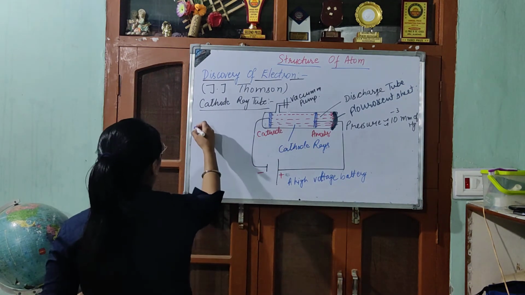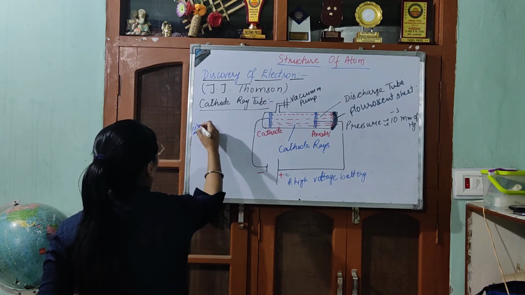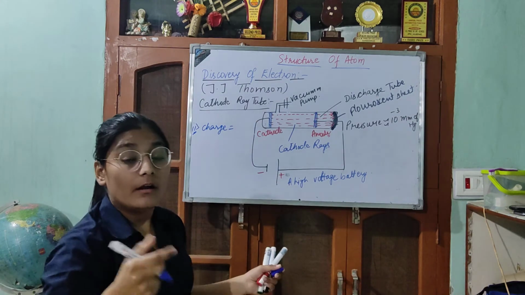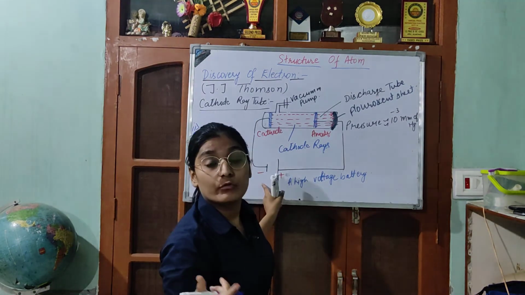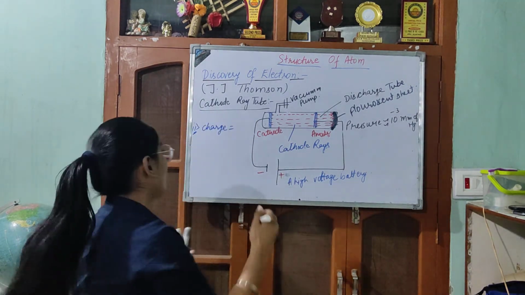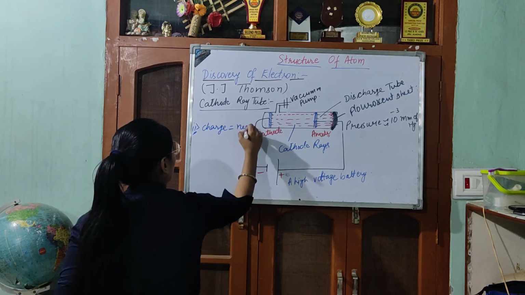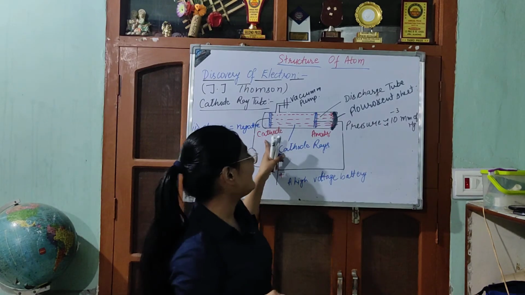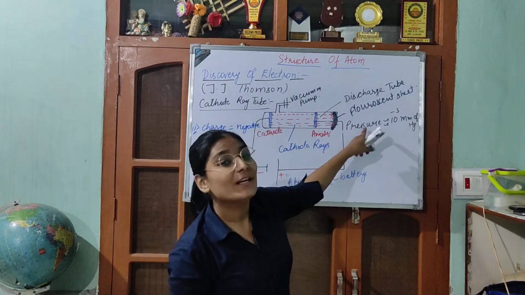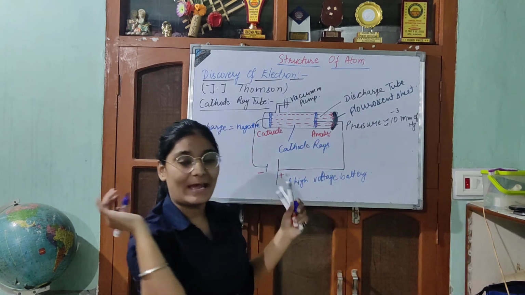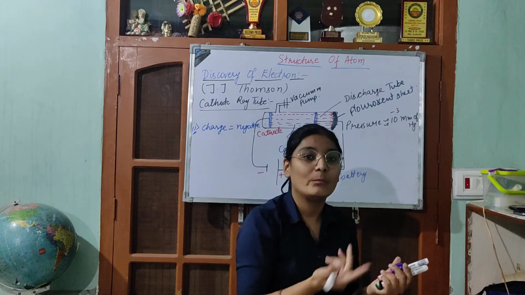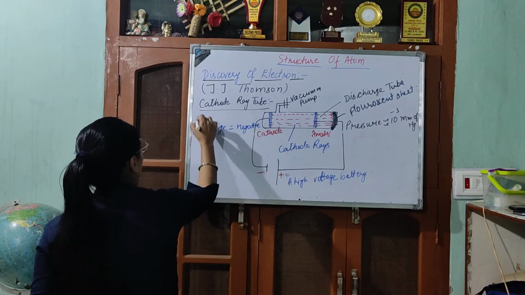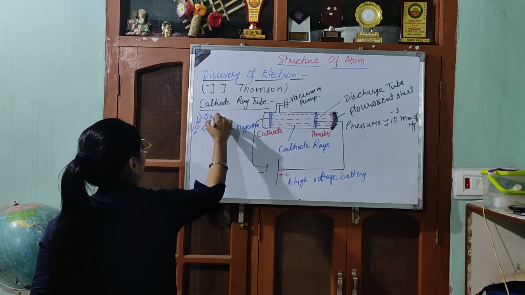Secondly, if I talk about their charge, because their origin is negative, they will have a negative charge. These negative particles are attracted towards the positive part, because negative is always attracted by positive.